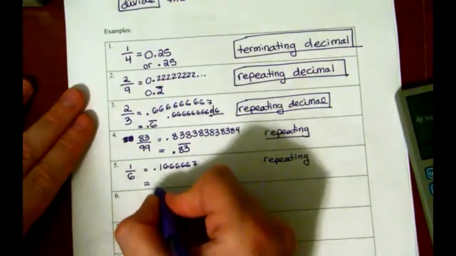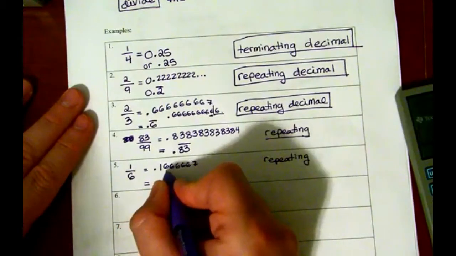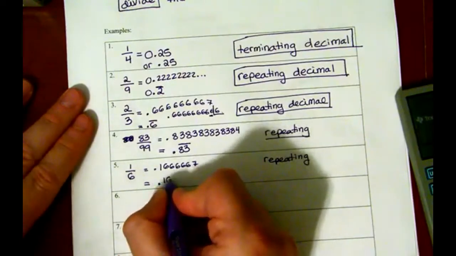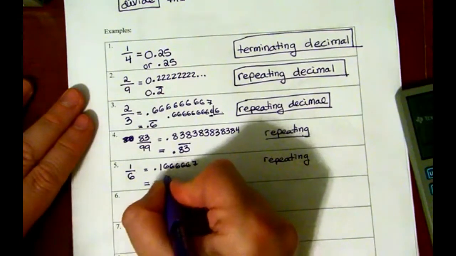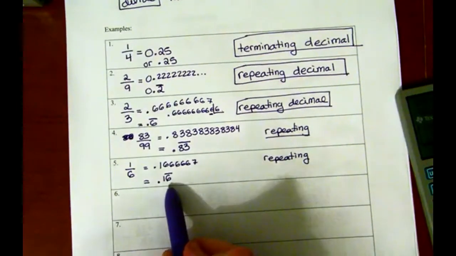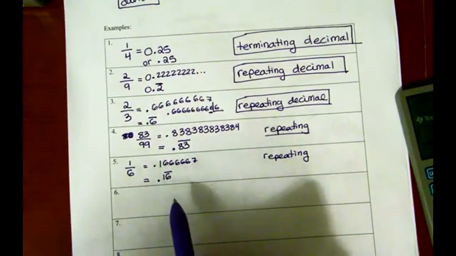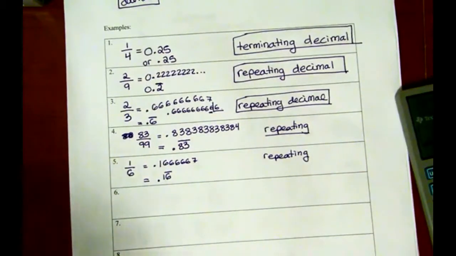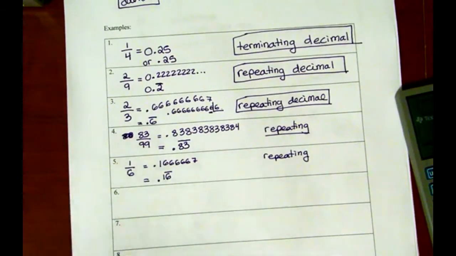Okay, so I need to show that the 6 repeats, but the 1 doesn't. I'm going to write this as 0.16 with the repeating bar just over the 6, not also above the 1. If it was above the 1, what would it mean if instead I wrote 0.16 with the bar over both of those numbers? It would mean 0.1616161616 and so on like that.